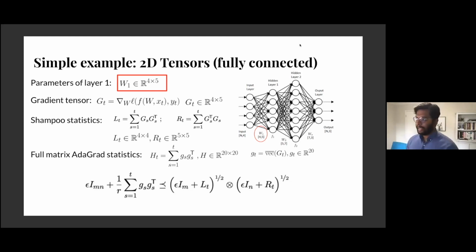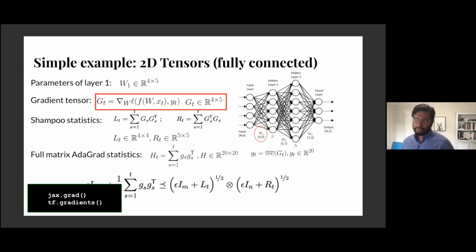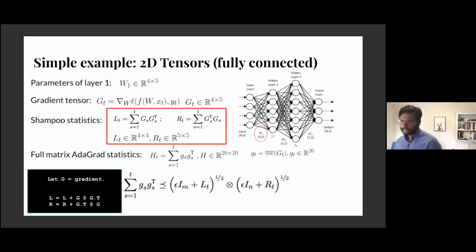So we have a fully connected layer. On the right, you have a dense network. Let's look at the weight matrix for the first layer, which is a tensor of size 4 by 5. And you would get a gradient, also from jax.grad, of size 4 by 5. Let's just go with it and compute these two statistics, L_t and R_t. L_t, let's call it the left statistic, and R_t, the right statistic. They're formed by just doing a matrix multiply between the gradient matrix and its transpose, and for the other one, the gradient transpose and the gradient itself. And then you sum across all time steps.